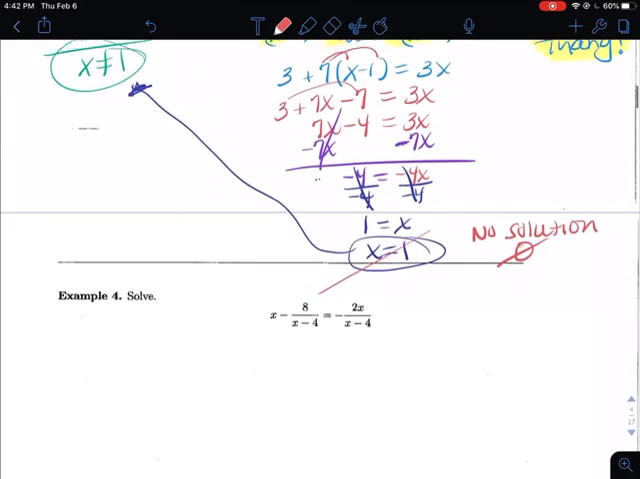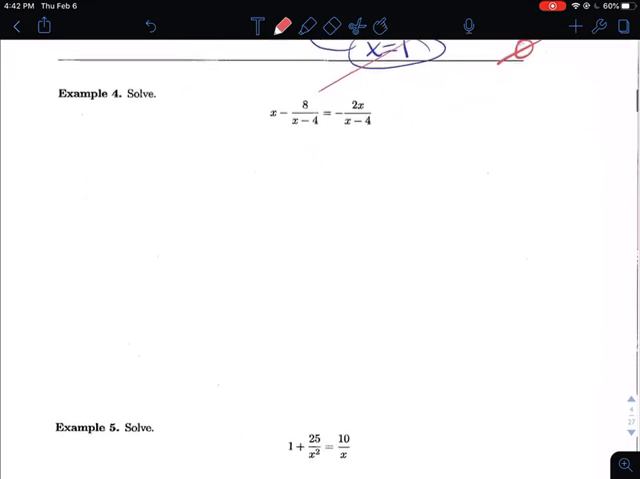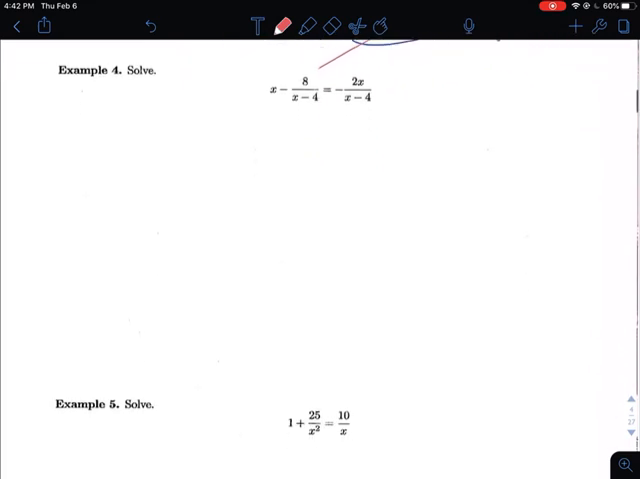All right. I'm going to do one more example. I'm going to do example 4. So for example 4, I'm going to do the same thing. I want all my denominators to be the same. So I'm going to rewrite this as x over 1 minus 8 over x minus 4 equals this negative. You can put it right beside the 2x at the top over x minus 4.